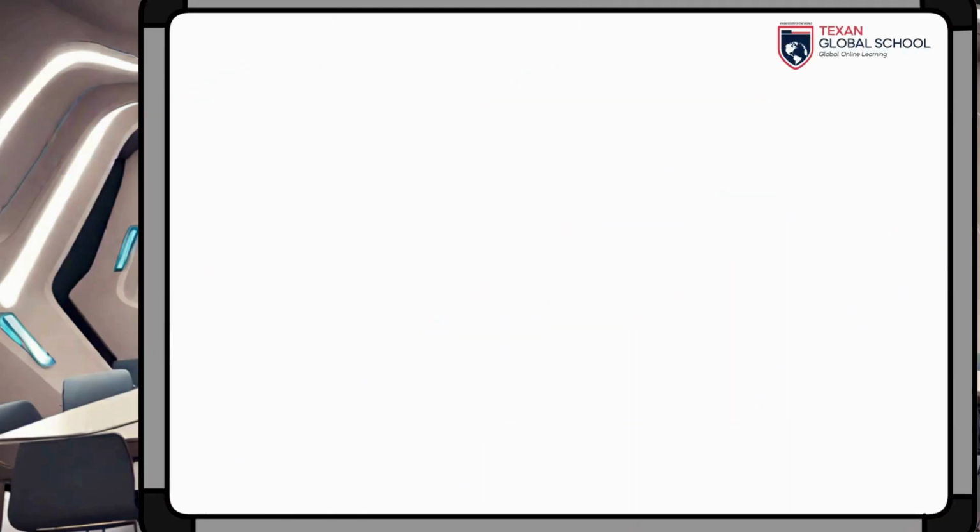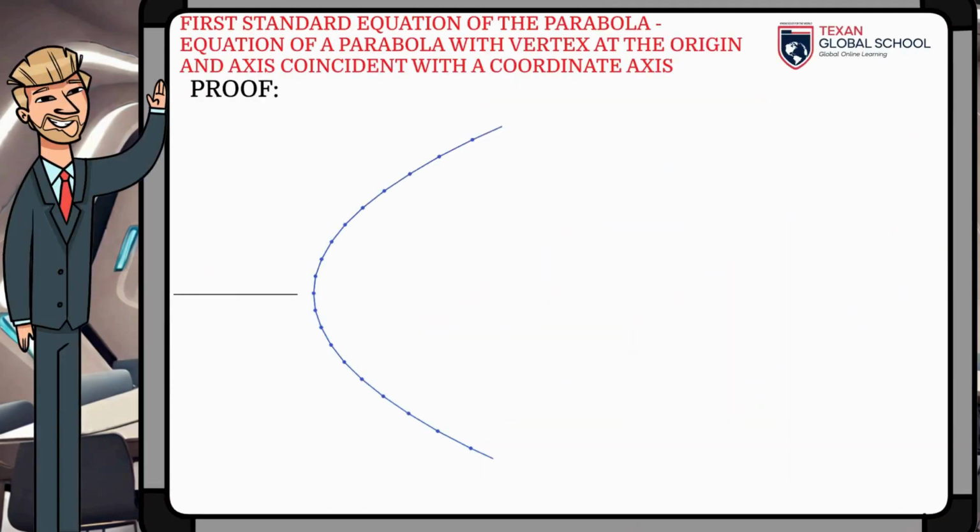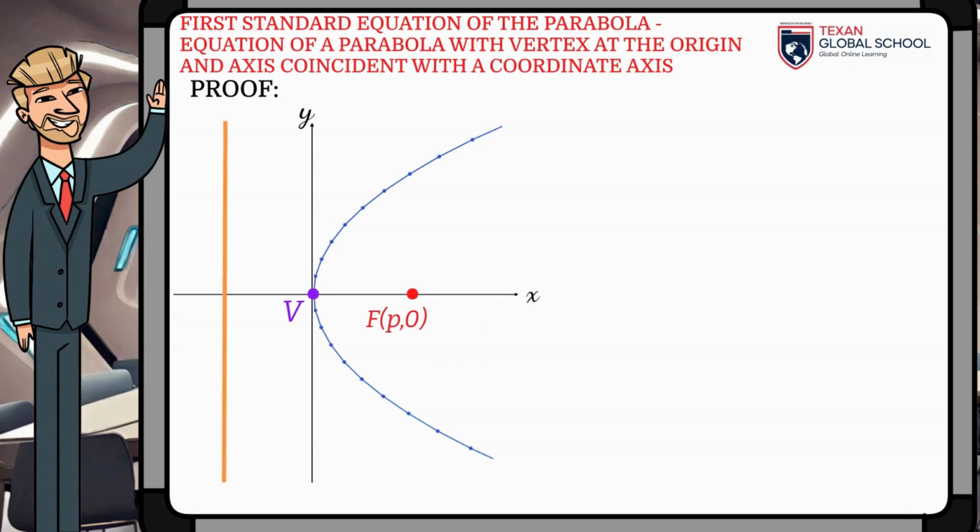Now, to define the first standard equation of a parabola, consider a parabola with vertex at the origin and axis coinciding with the x-axis. If the focus is point F with coordinates p, 0 on the x-axis, then its directrix L is x equal to negative p, since, by definition, the distance from the vertex to the focus is the same as the distance from the vertex to the directrix.